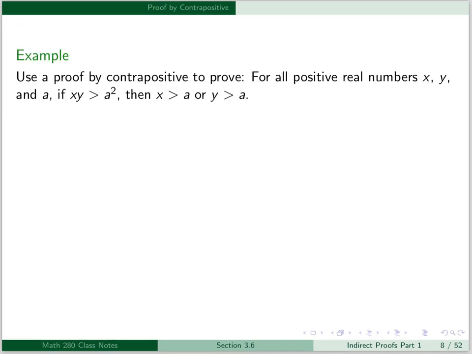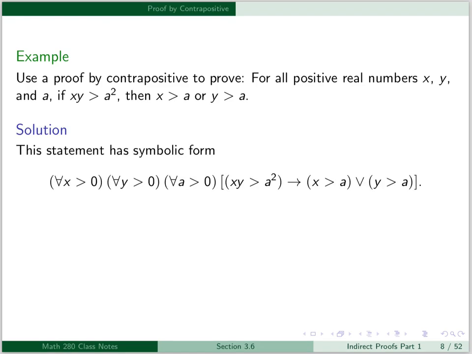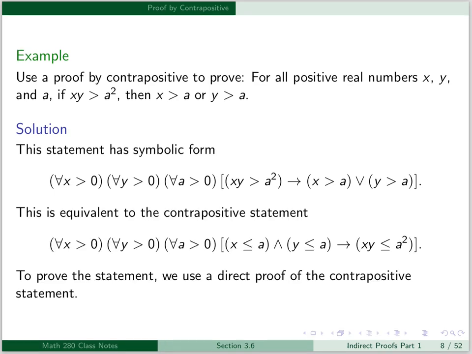For our first example, let's use a proof by contrapositive to prove the following statement. For all positive real numbers x, y, and a, if xy is greater than a squared, then x is greater than a or y is greater than a. As usual, we first write out our symbolic form, which is for all x, y, and a greater than 0, xy greater than a squared implies x is greater than a or y is greater than a.